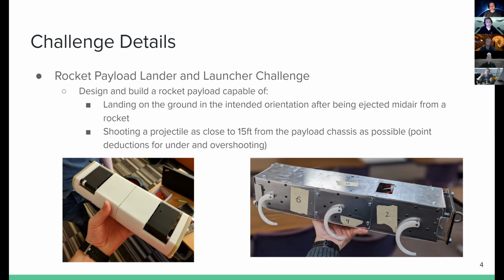And it is supposed to launch a projectile as close to 15 feet from the payload chassis as possible. And there are point deductions for under and overshooting. So it's not just shoot as far as possible. It's as close to 15 feet. It's like a target distance. And I'm going to get into more details of this now.